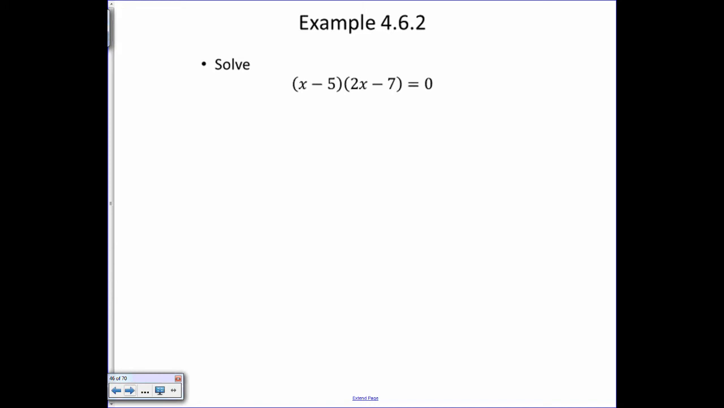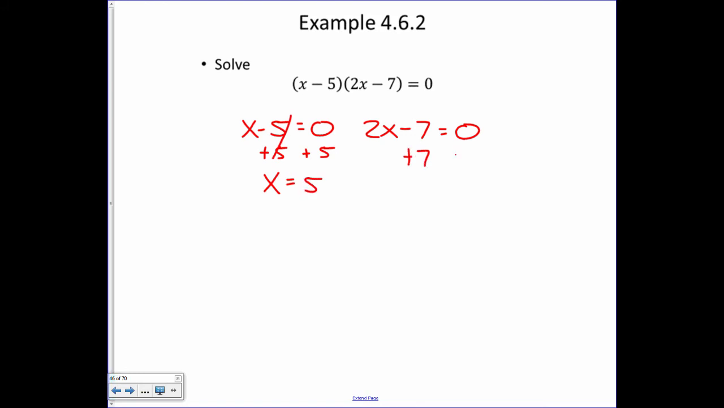Same idea, x minus 5 times 2x minus 7 equals 0. And so we're just going to take each piece and set it equal to 0. Add 5 to both sides, x equals 5. Add 7 to both sides, you get 2x is equal to 7. Divide by 2, and you get x equals 7 halves. So now we have two solutions for this problem.